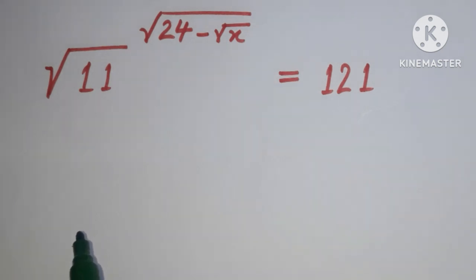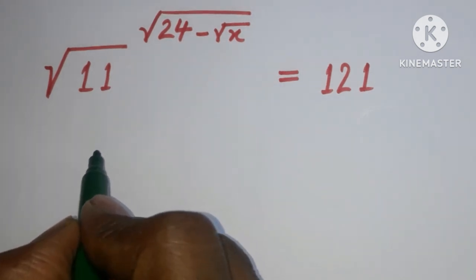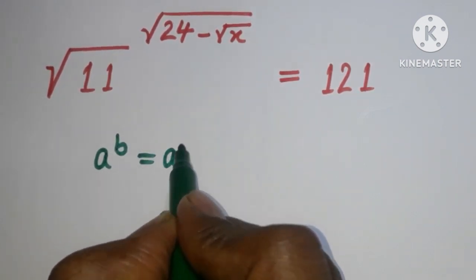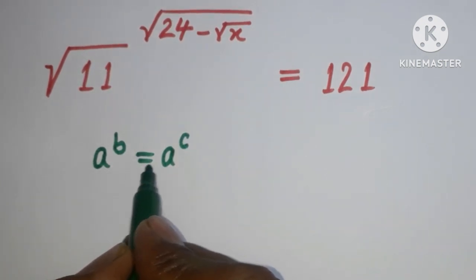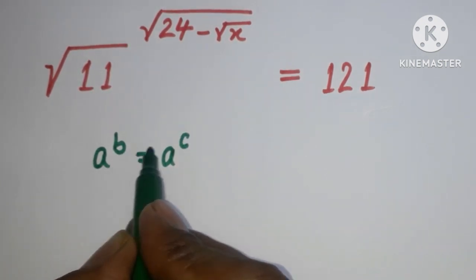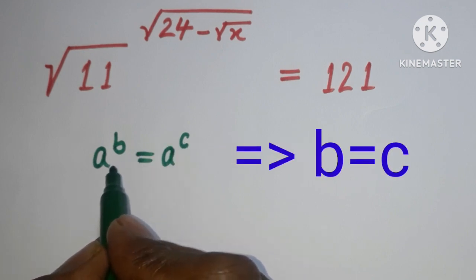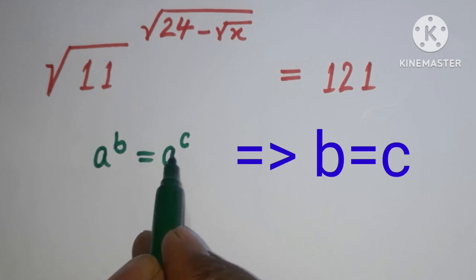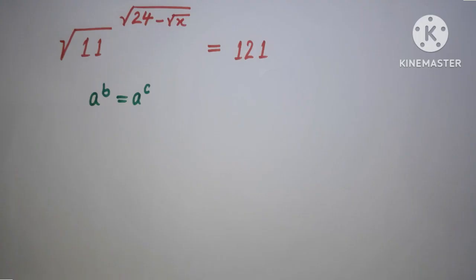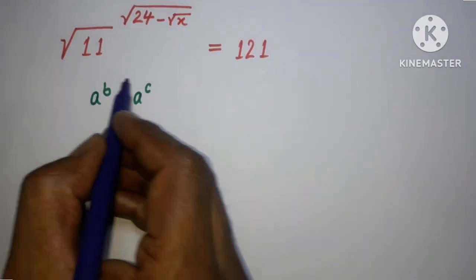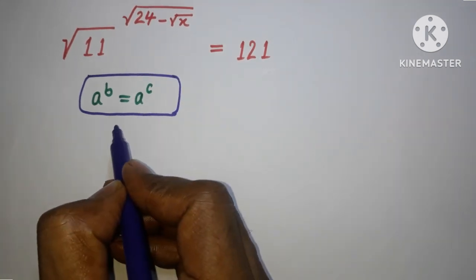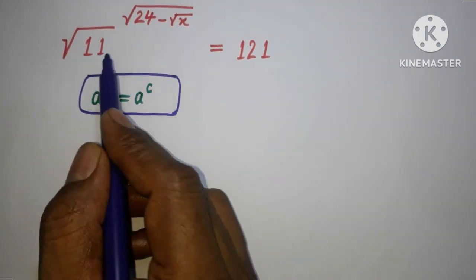Before proceeding, I would like to recall one formula: a to the power b is equal to a to the power c. If these terms are equal and the bases are the same, obviously their exponents will be equal. Let's proceed. Based on this formula we can solve this question.